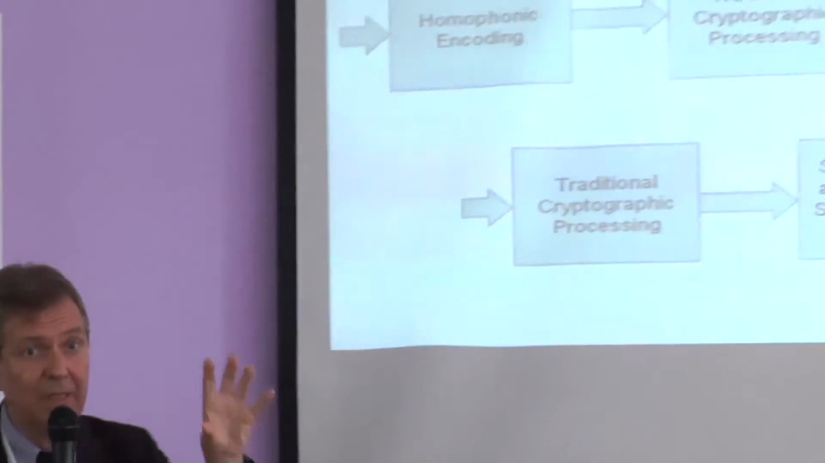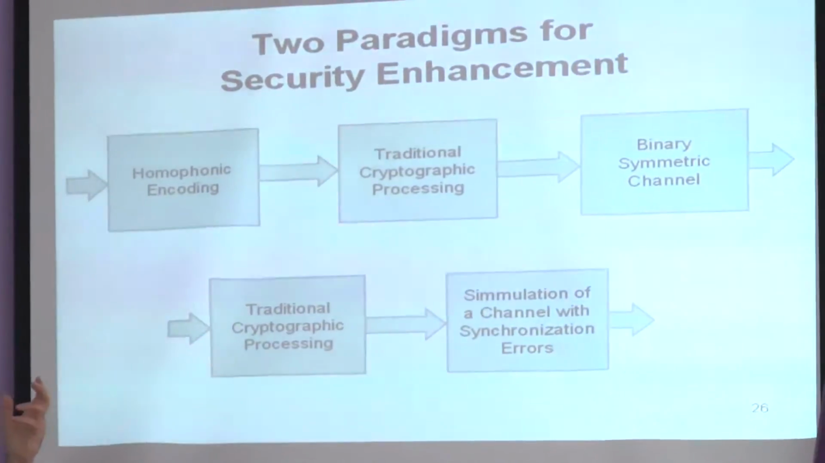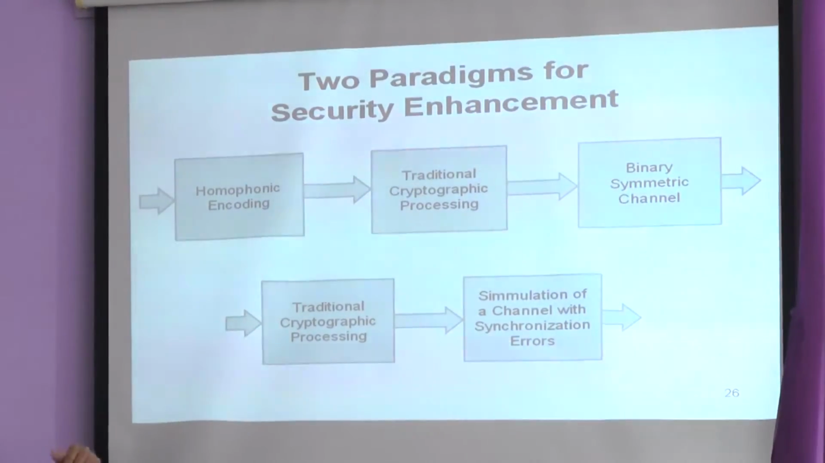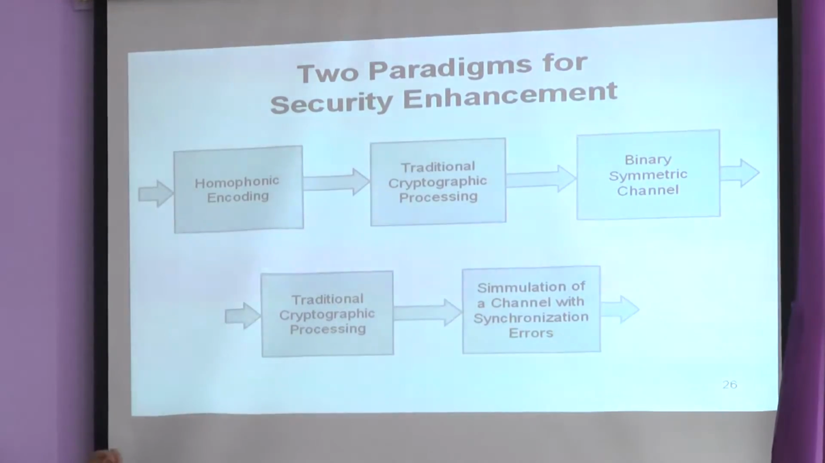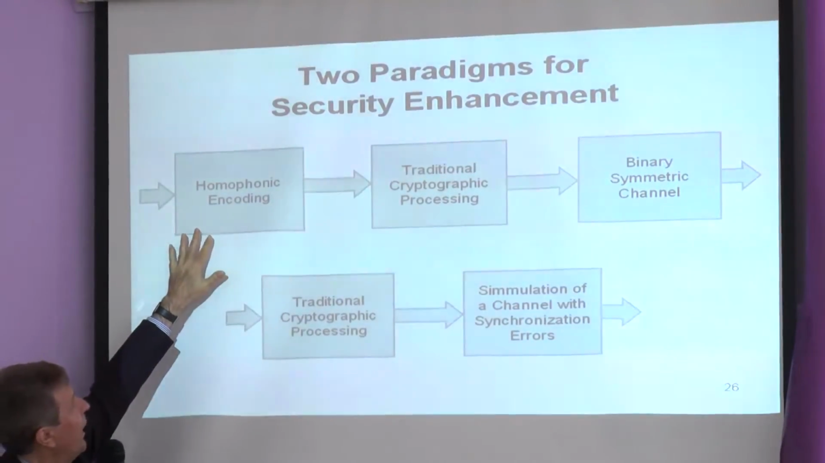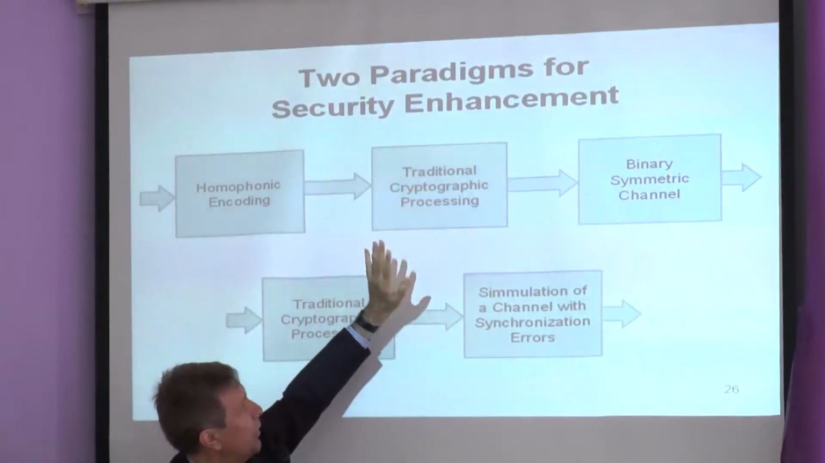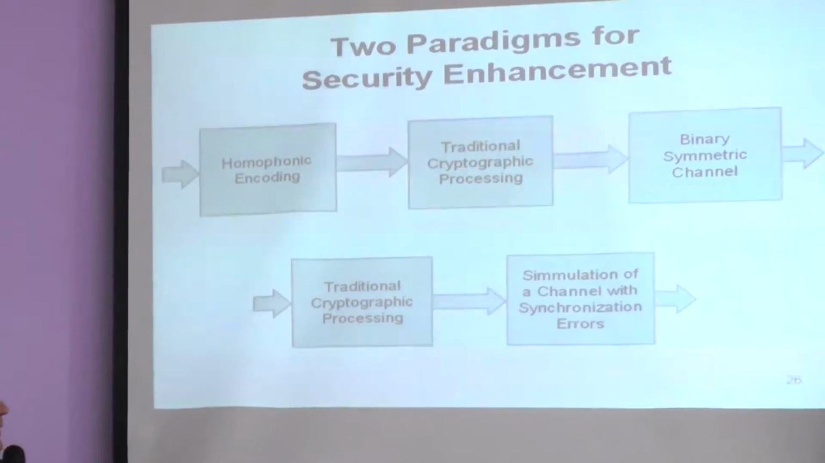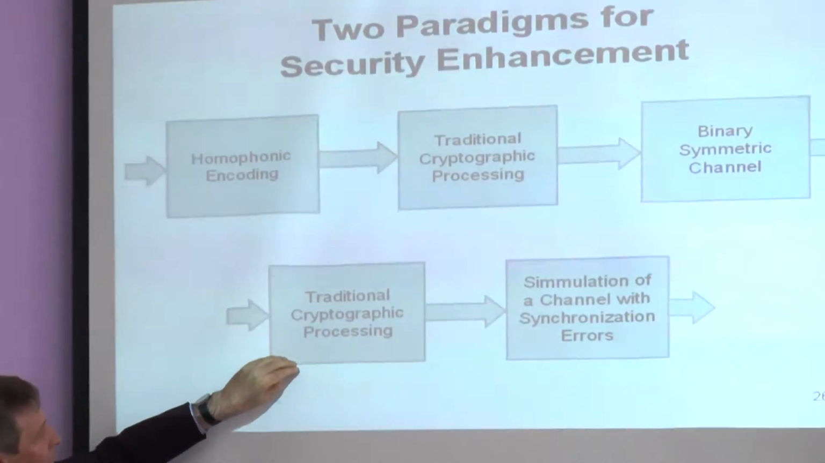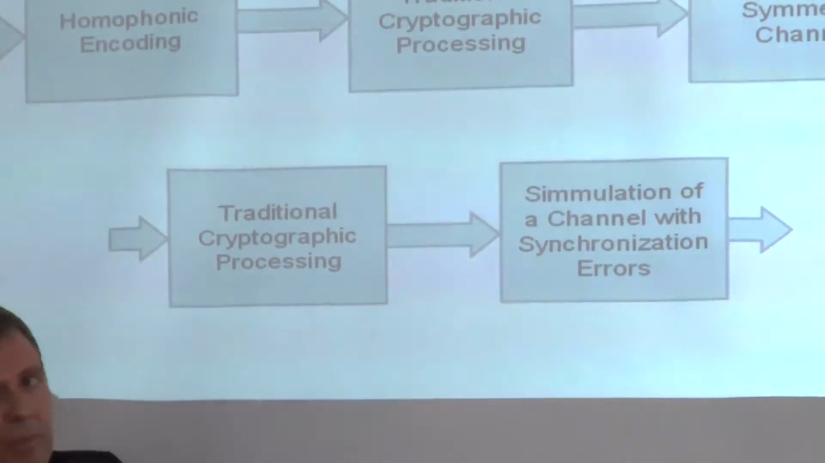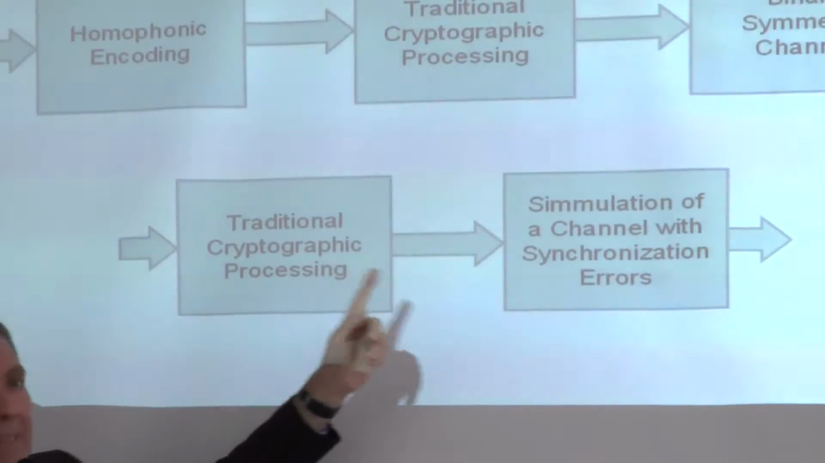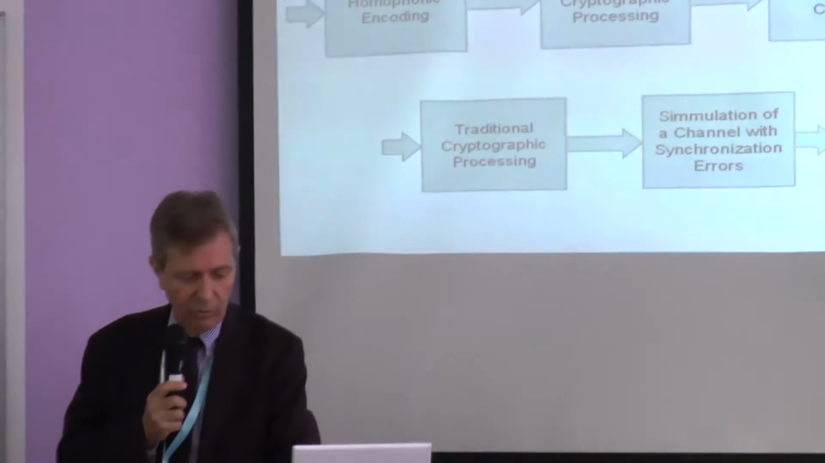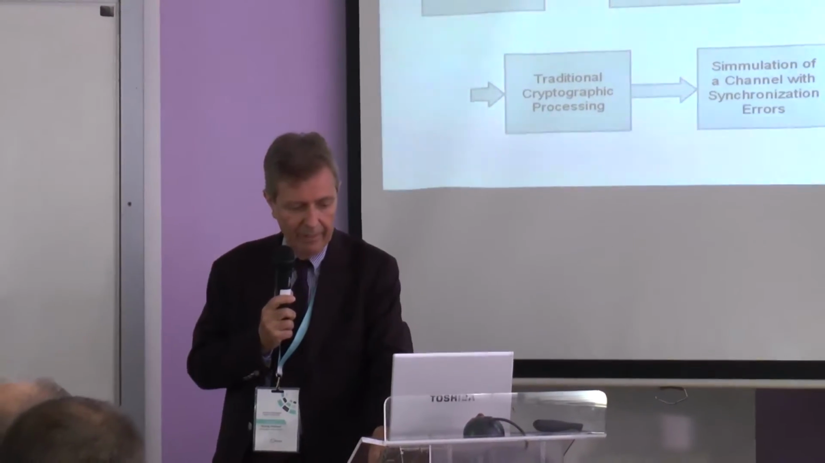So then we can use that mathematical background related to the LPN problem to consider two paradigms for security enhancement of cryptographic primitives. One is to employ this paradigm: homophonic encoding, traditional cryptographic processing, and finally degradation of the output through binary symmetric channel, or employ traditional cryptographic processing and simulation of channel with synchronization errors. It seems that this approach could provide us with lower implementation complexity. We can reduce overhead and the costs.